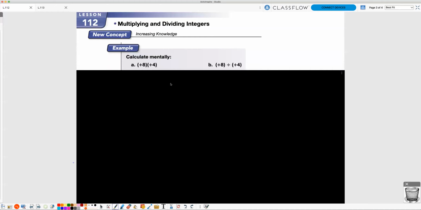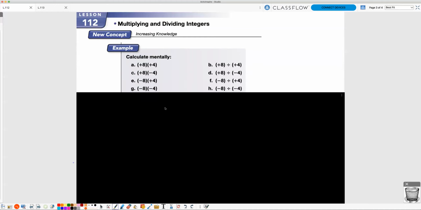So for example, let's calculate 8 times 4. First of all, you might know the number as 32. Now what is the symbol? Is it going to be positive or negative? You see they're both positive, so it should be a positive symbol. 8 divided by 4, you might know the numerical value of that: 2. It's a positive and a positive, which means your answer should be positive as well.